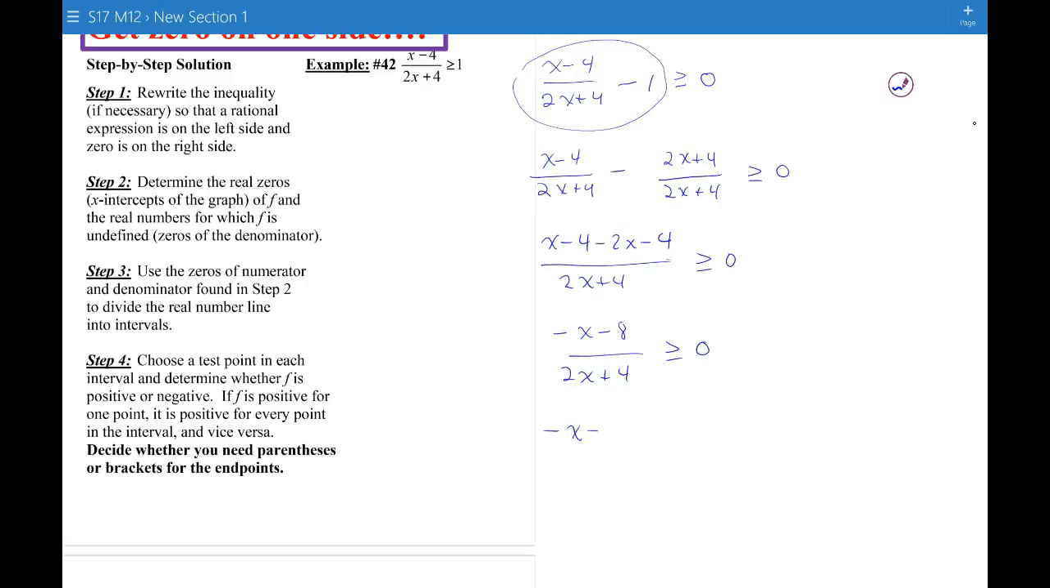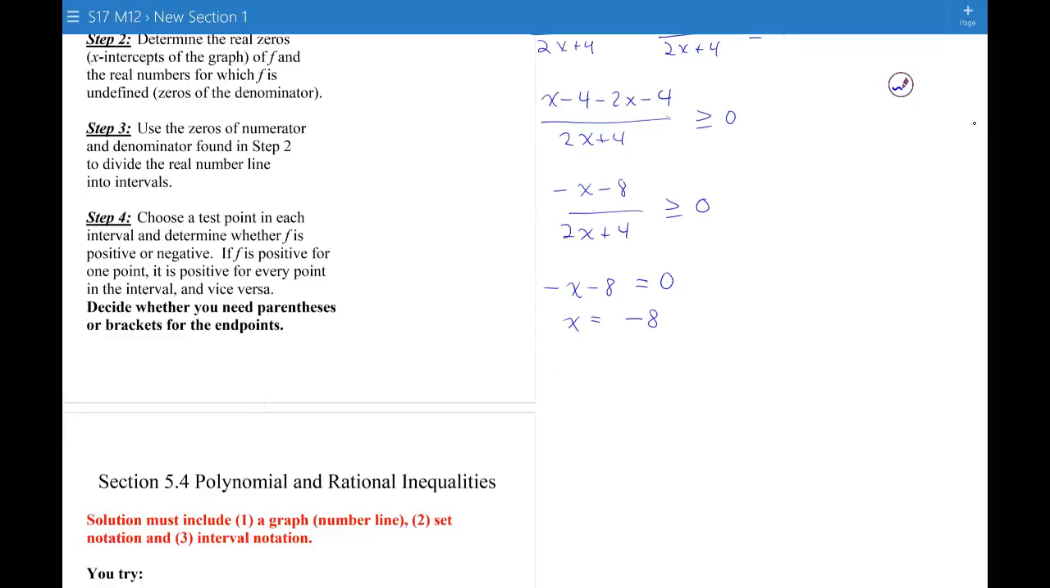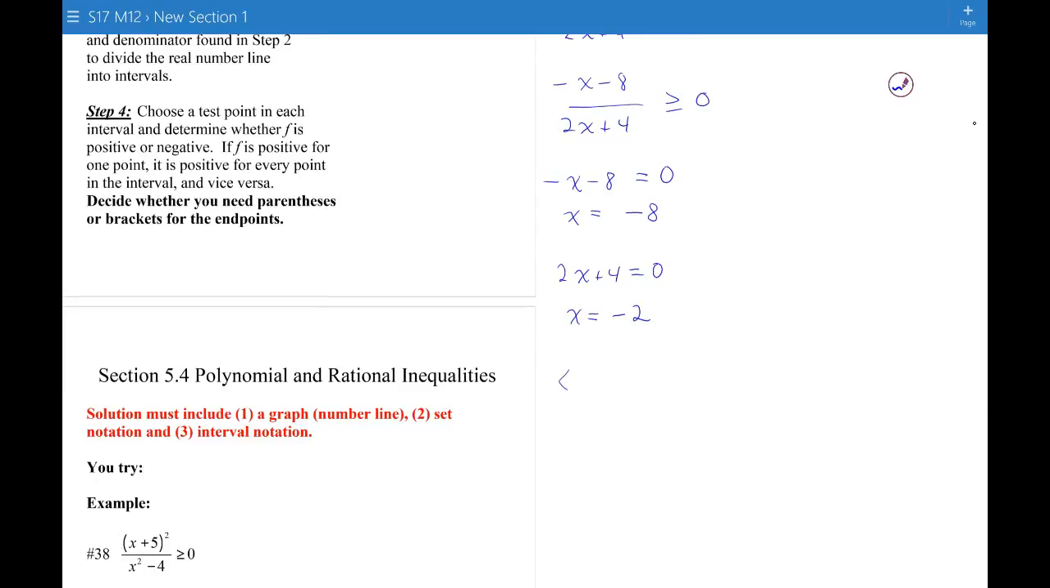So the zeros happen when the numerator is 0. So that happens when x is negative 8. And we want to know where the denominator is 0, because that's places where you're undefined or where you might have a vertical asymptote. So that happens when x is negative 2. So those are the 2 points that you need on your number line to do your testing. You need negative 8 and negative 2.